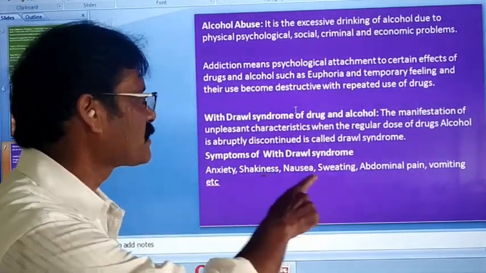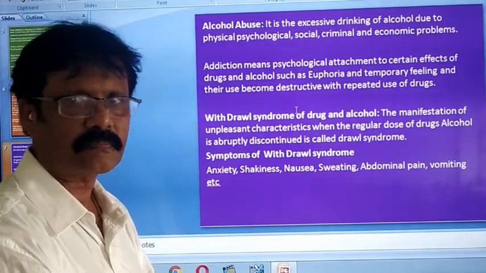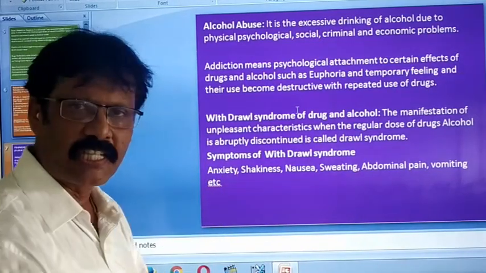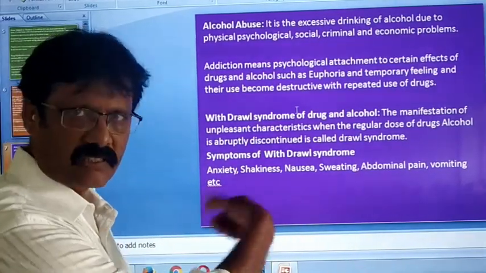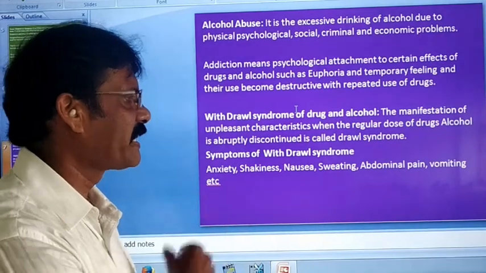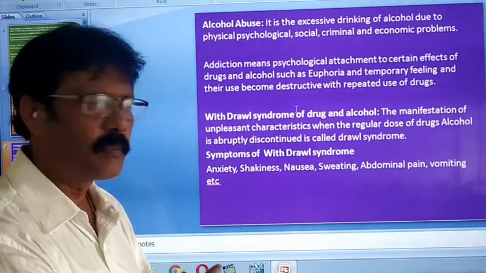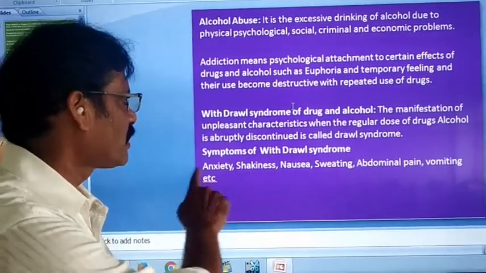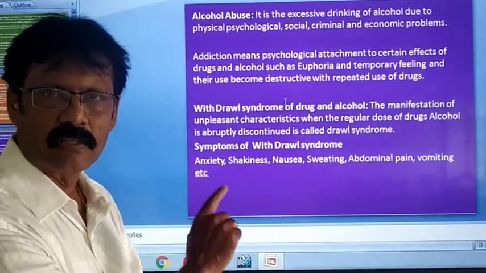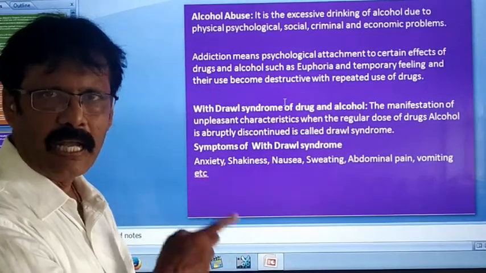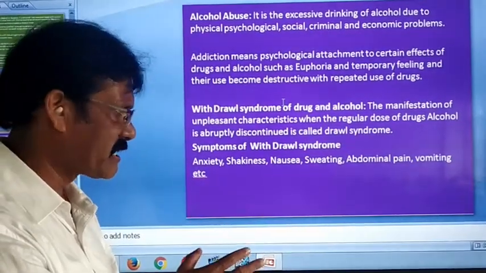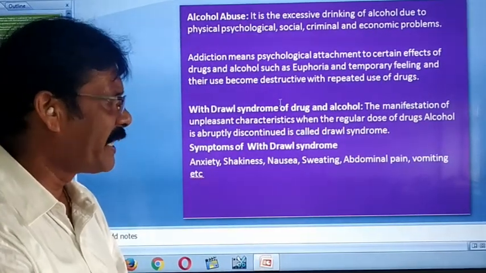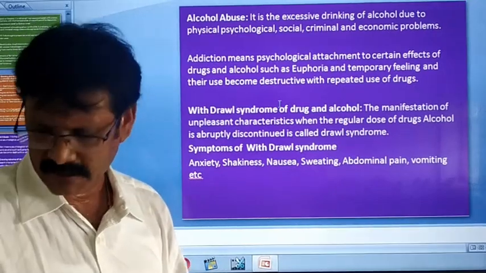So what are the symptoms of withdrawal syndrome? Number 1, anxiety, shakiness, nausea, sweating, abdominal pain, vomiting, etc. So these are the symptoms of withdrawal syndrome.